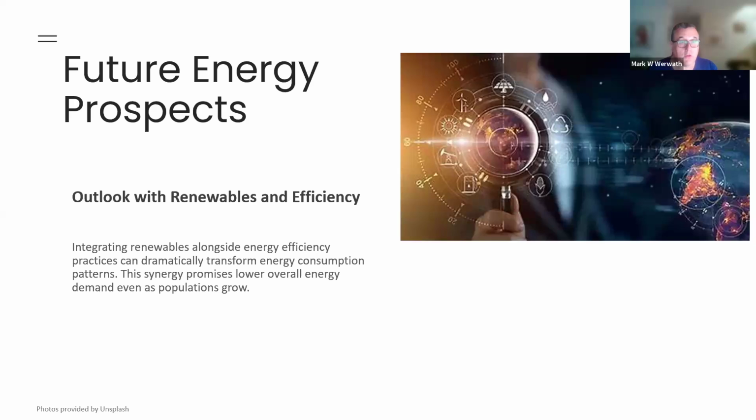Integrating renewables alongside energy efficiency practices can dramatically transform energy consumption patterns. This synergy promises lower overall energy demand, even as populations grow. So as our demand grows, right, we do not have to grow our energy systems linearly. And this doesn't even take into account grid storage. So grid storage, whether it's battery or any other form of grid storage, frankly, that could reduce our overall demand as well, in terms of we don't have to produce as much energy to fulfill the demands that we have every day.